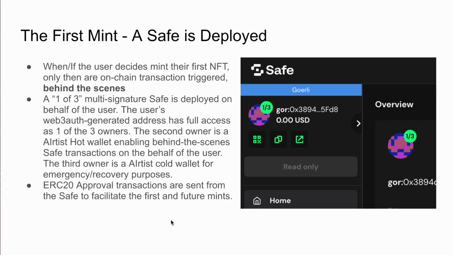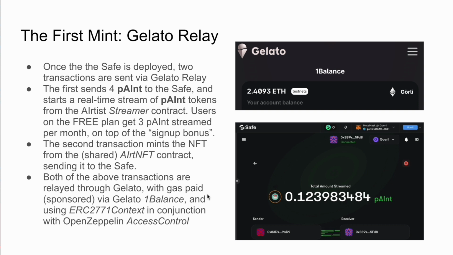Once the safe is deployed, ERC20 approval transactions are sent in order to facilitate the current mint and the future mints. The first mint happens via Gelato Relay.